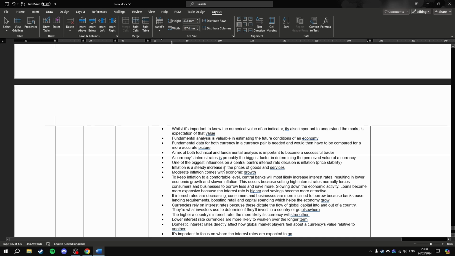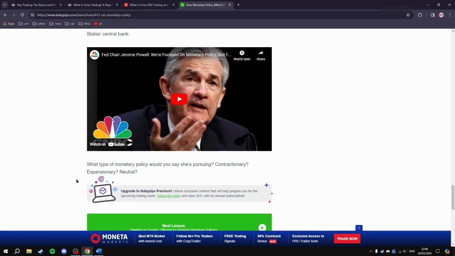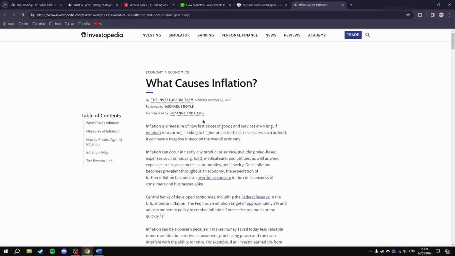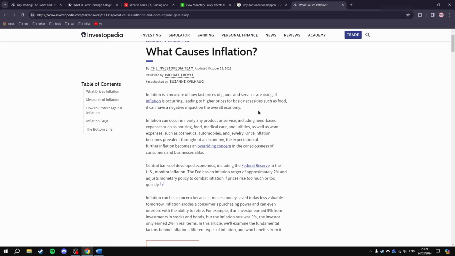Inflation is the steady increase in the price of goods and services. But why does it need to increase as the economy grows? Why does the thing have to become more expensive? What causes inflation? Inflation is a measure of how fast prices of goods and services are rising. If inflation is occurring, leading to higher prices for basic necessities such as food, it can have a negative impact on the overall economy.